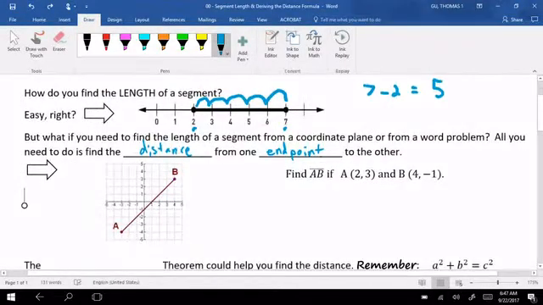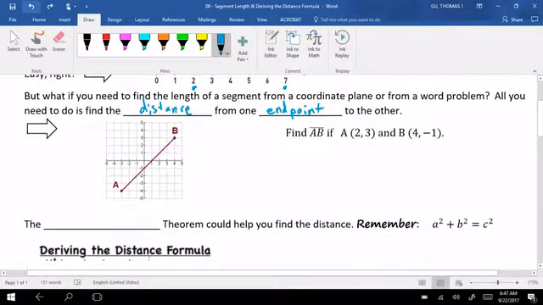Remember that? Find AB. How am I going to find AB, the distance between A and B, if A is (2, 3) and B is (4, -1)? This picture doesn't even match these coordinates, but it's okay. I don't know why it's like that. Anyways, let's move on to right here.